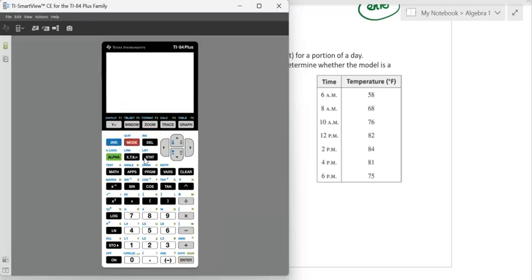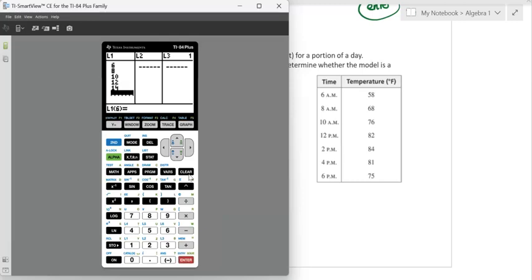Okay, we're going to go to stat, and we're going to hit enter on edit. We've done this a lot. I'm going to clear out my list. I'm going to go up to L2 and hit clear, enter. And I move my cursor up to where it's on L1, and I'm going to hit clear and enter. Okay, I'm typing in my data, so I'm typing in 6, 8, 10, 12.